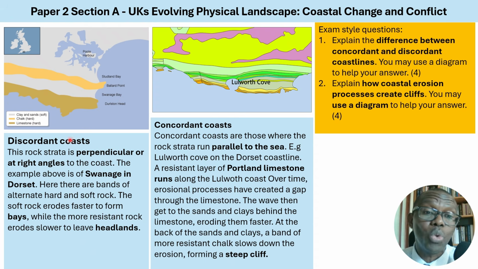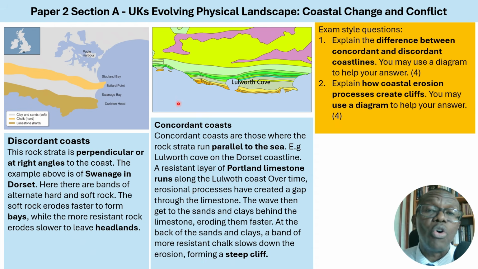And you can see that that is what has happened here along the Swanage coastline, because you have a headland here, for example, which is Ballard Point. You can see that this area is sticking out to the sea a lot more than the bay here, Swanage Bay. And then we also have Studland Bay at the top here, which is another bay that has formed due to softer rock. And then we have another headland here, which is Dalston Head. So this is a more resistant rock. So we can say that at discordant coastlines, the rock strata is perpendicular to the coast, and it leads to the formation of bays and headlands.